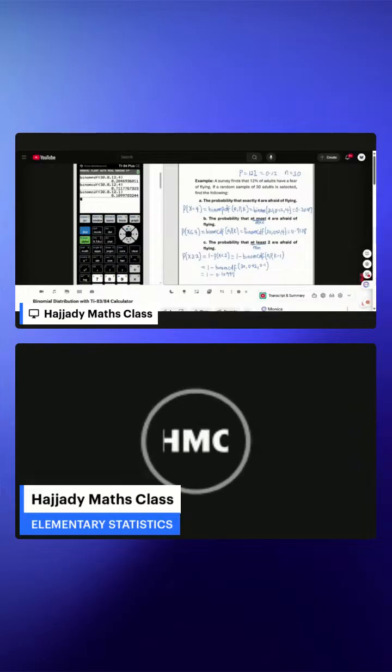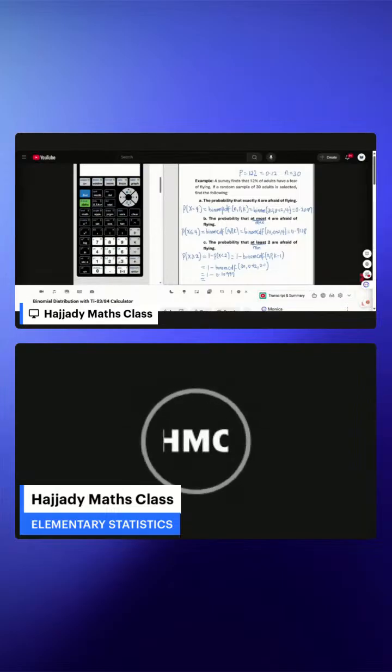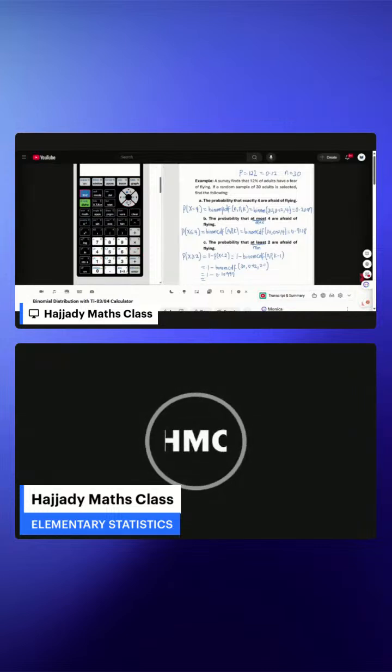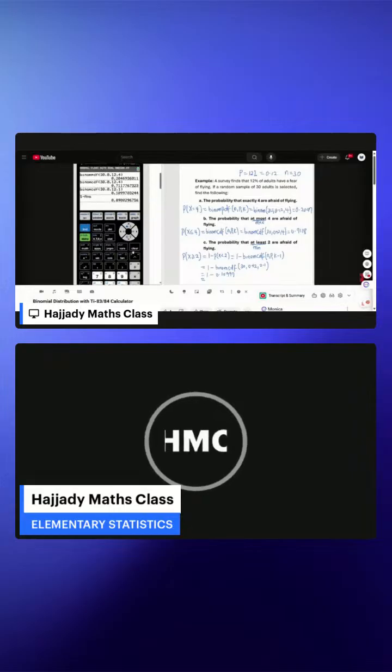So by doing this, we have 1. From here we have 1 minus answer. And finally, we have the probability of at least 2 to be 0.8900.